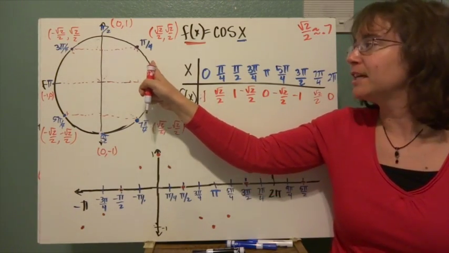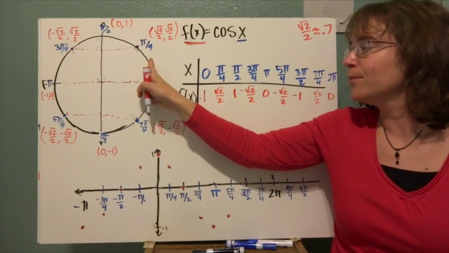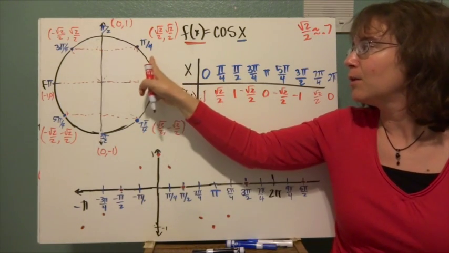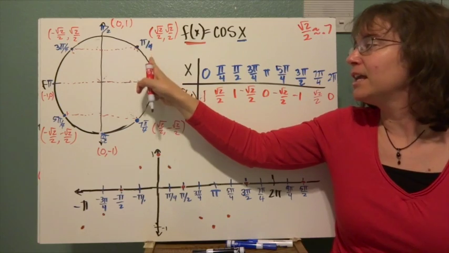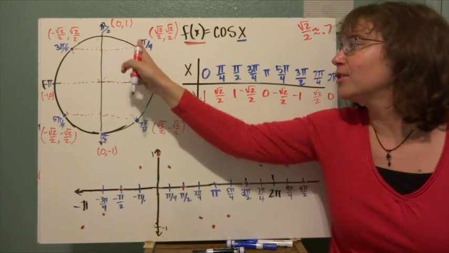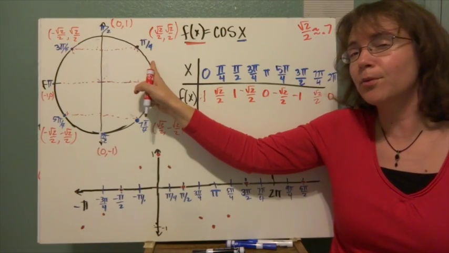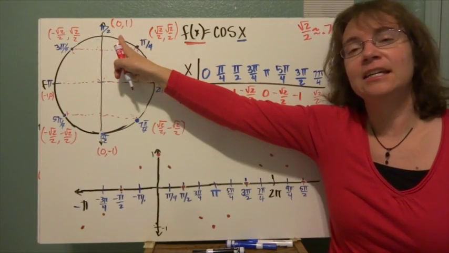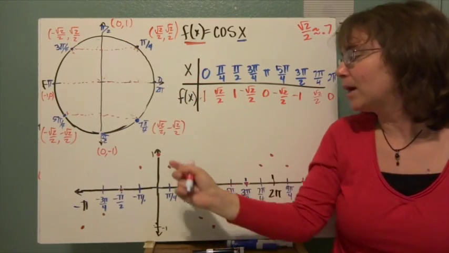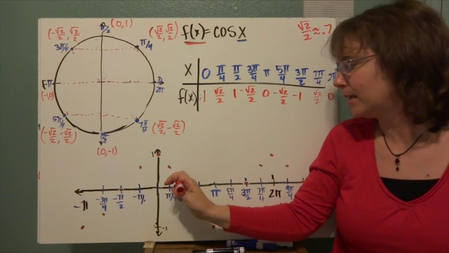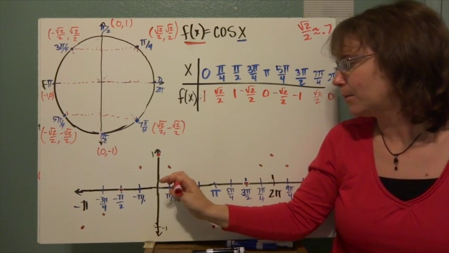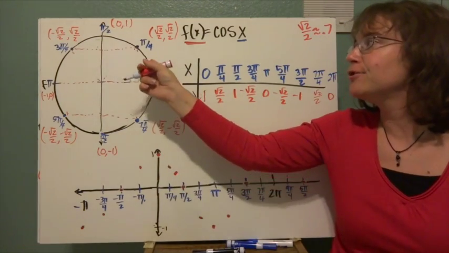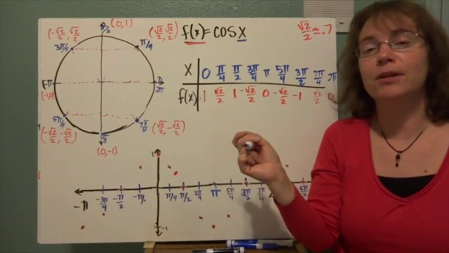Now if I were to have done pi over 6 over here, I would have had square root of 3 over 2 here, and I would have had a 1/2 here. So square root of 3 over 2 is more than 0.7, it's close to 1. So I would be up here. And then right here, if I did pi over 3, I would be at 1/2. So that would be about here. So about a half. That's not a great estimation, but I could have done more values in here with my pi over 6 and my pi over 3 radians.